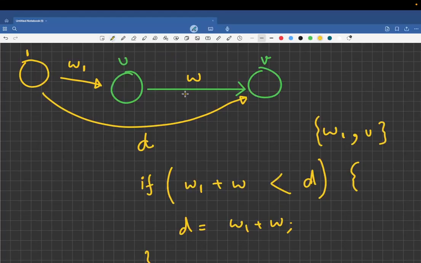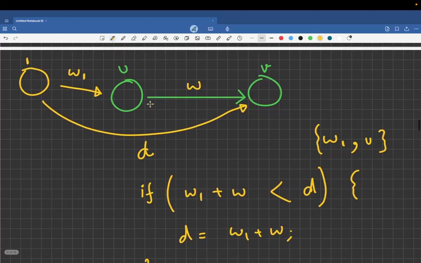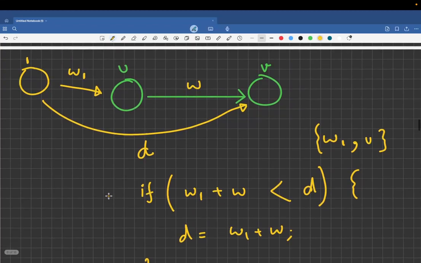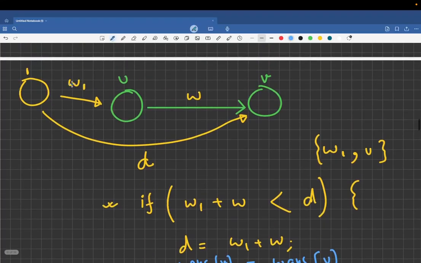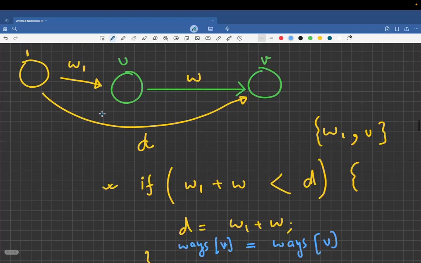Now just tell me one thing. If you have come to this situation where W1 plus W is lesser than D, this means to reach this V, W1 plus W is currently the minimum cost, right? So can I say the number of ways for this V to achieve this minimum cost will be exactly equal to the number of ways for you to achieve the minimum cost W1? I can say this, right?